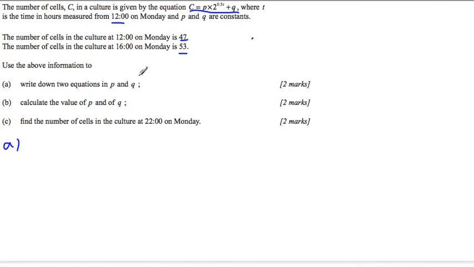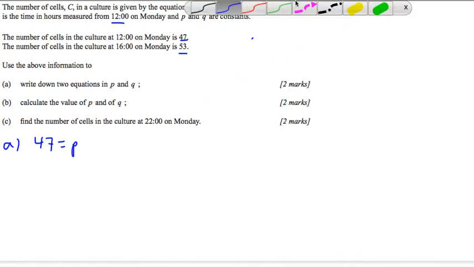So C is 47. That's the number of cells. And P, we don't know. That's a constant. 2 to the power of 0.5t. Well, t is hours since 12, and there are none of them. So actually, we can just leave that as P, because anything to the power of 0 is 1, and 1 times P is just P. Then we have plus Q. So this is one of our equations.